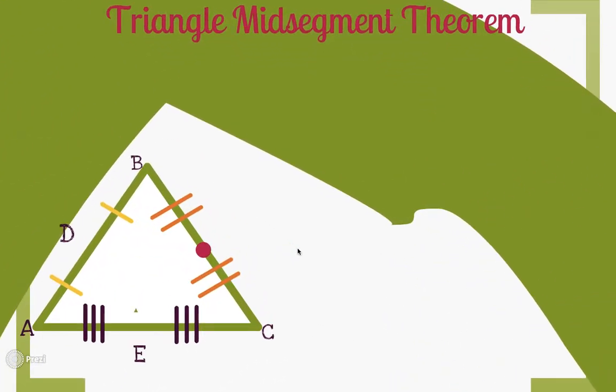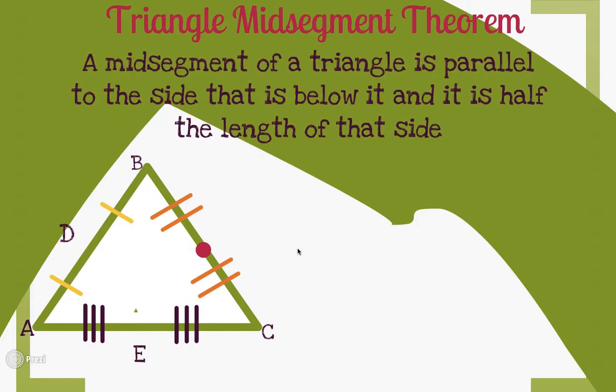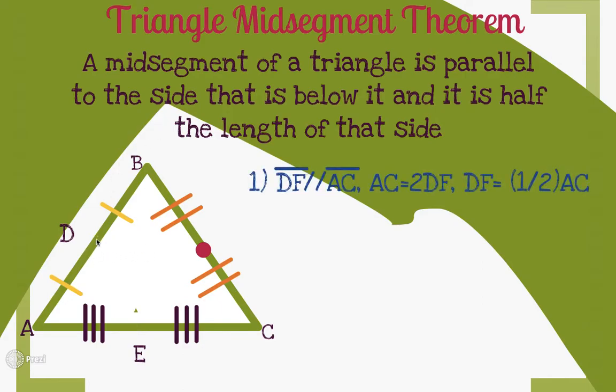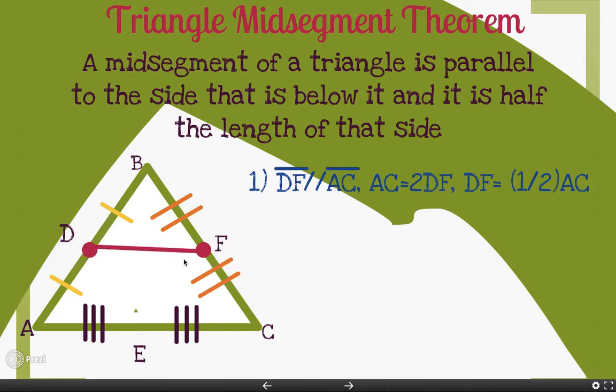But anyway, let's talk about the triangle midsegment theorem. The triangle midsegment theorem says a midsegment of a triangle is parallel to the side that is below it, and it is actually half the length of that side. So if you can identify a midsegment, for example, DF is a midsegment because it's joining together these two midpoints.